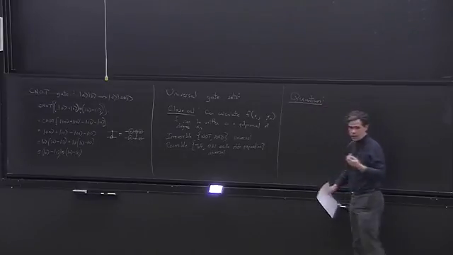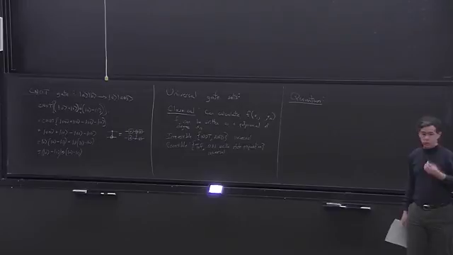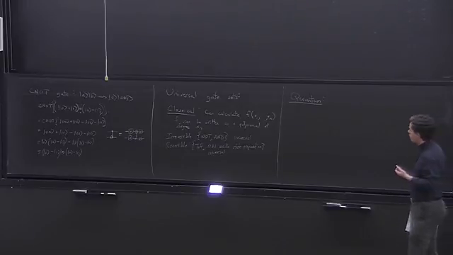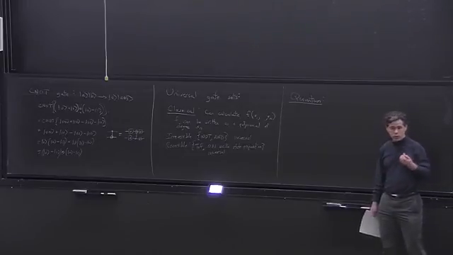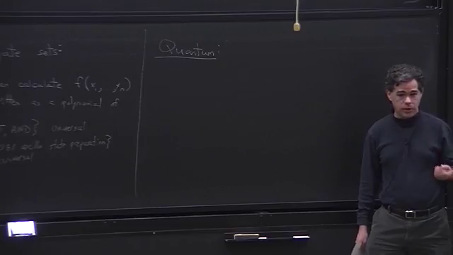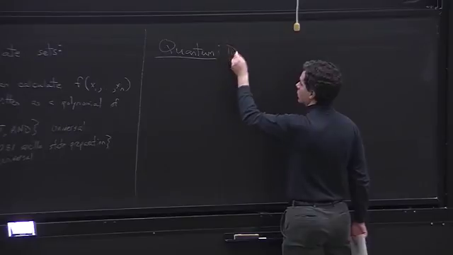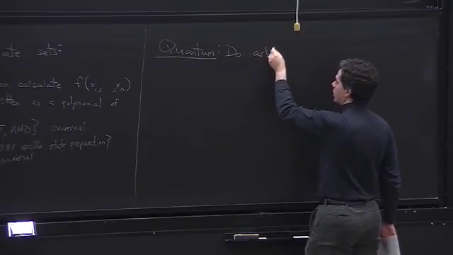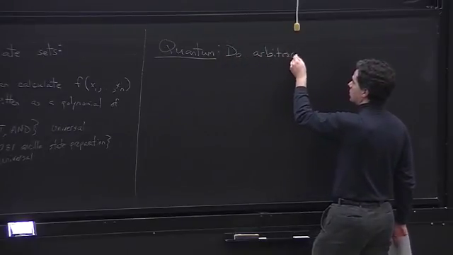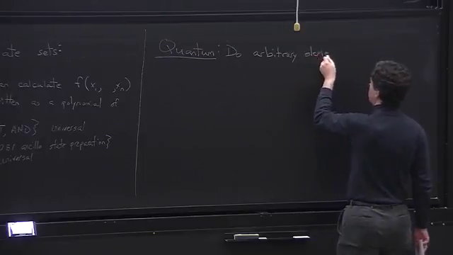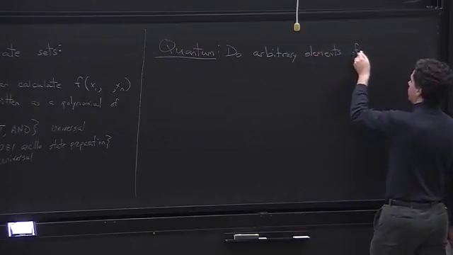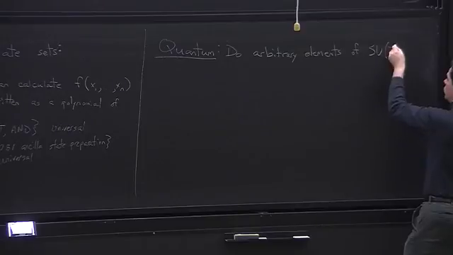So in the quantum case, our goal is to do an arbitrary unitary transformation. We have n qubit Hilbert space, so it's a 2 to the n dimensional Hilbert space. So we want to do arbitrary elements of SU(2^n).